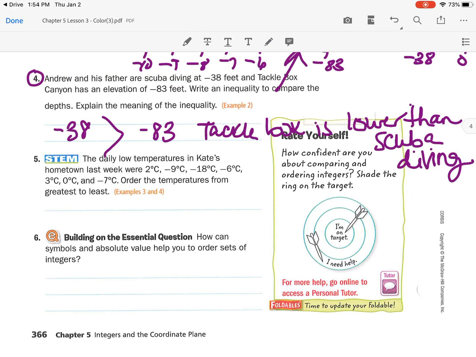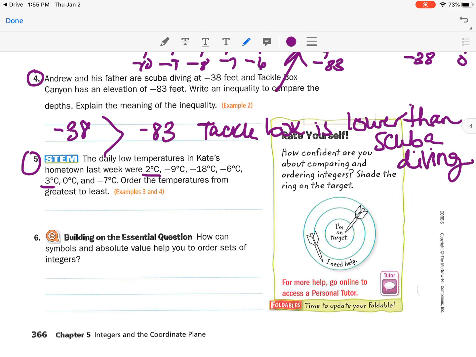Okay, let's take a look at number 5. Number 5 says the daily low temperatures in Kate's hometown last week were 2, -9, -18, -6, 3, 0, and -7, all in degrees Celsius. Order the temperatures from greatest to least. So let's start off with all of our positive numbers. Okay, so that's a positive, this one's a positive, and I think that's it. And 0, remember, is neither positive nor negative, so we're going to place 0 in the middle.